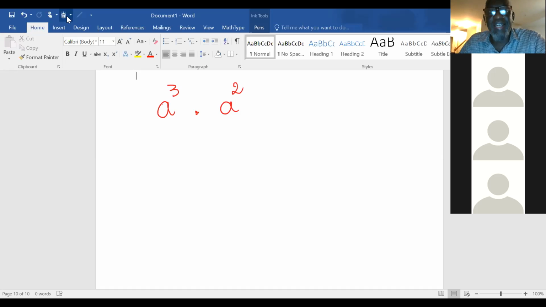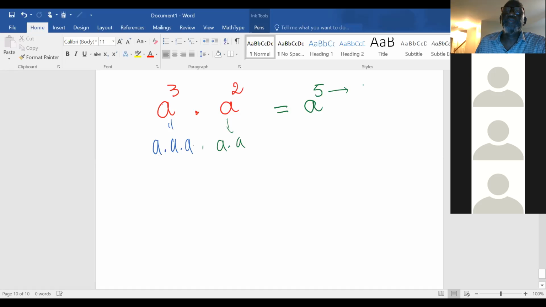For those who want to see why: a cubed, we just said, is a times a times a, right? And a squared is a times a. So how many a's do we have now? 1, 2, 3, 4, 5, which is a to the 5th. So basically, the 5 comes from 3 plus 2. Which gives us the first rule: when you say a^m multiplied by a^n, it's going to be a^(m+n).